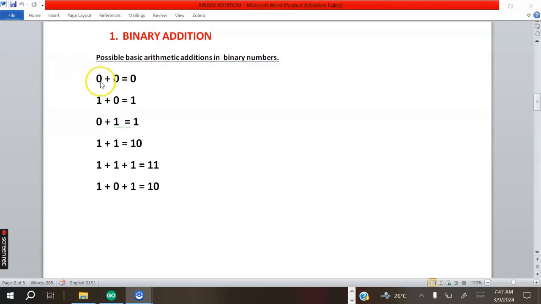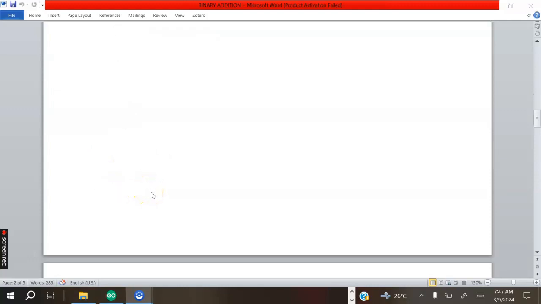For example, 0 plus 0 is always 0, 1 plus 0 is equal to 1, 0 plus 1 is equal to 1, 1 plus 1 is equal to 1, 0, 1 plus 1 plus 1 is equal to 1, 1, while 1 plus 0 plus 1 is equal to 1, 0.